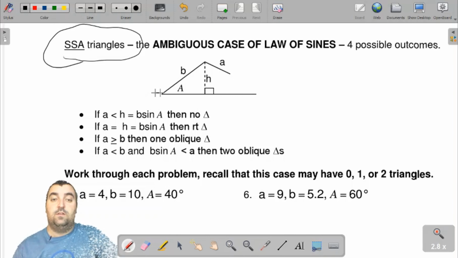Specifically, one of those pairings: the angle always has the side across from it. So it looks like this. And what makes this ambiguous is that we actually have four possible outcomes, and they're listed here.